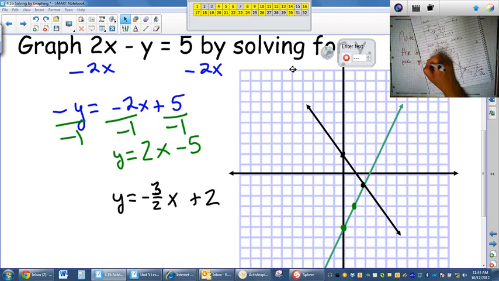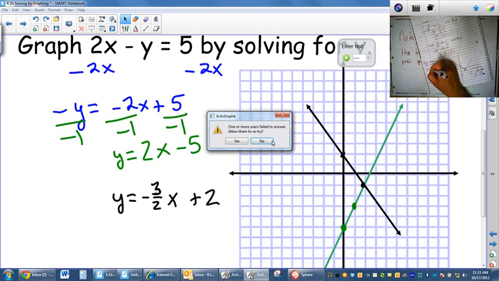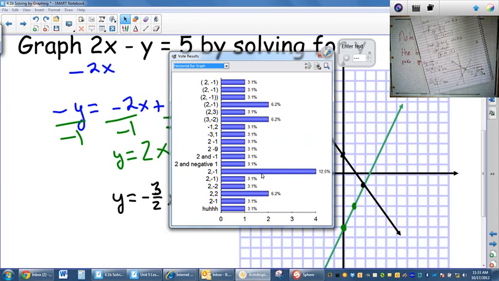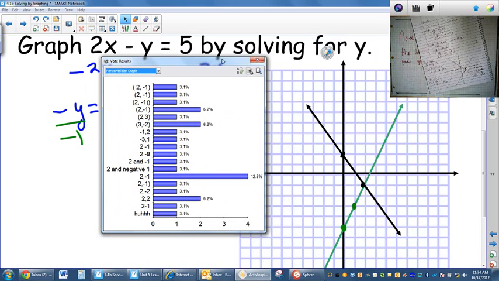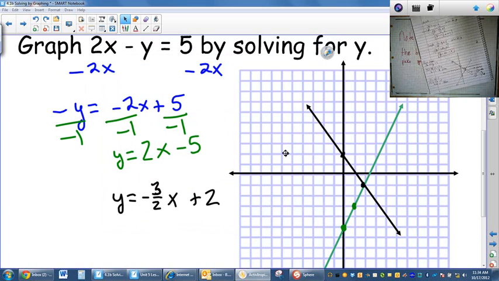What do we get here? Almost everybody said 2, -1. Like one person had no idea. But yeah, we can see this is the spot. 1, 2, -1. So it is the spot 2, comma, -1.